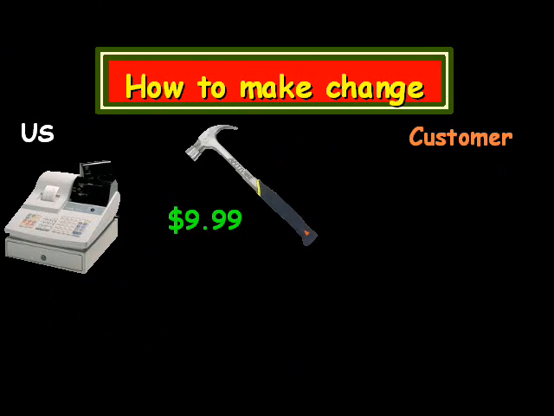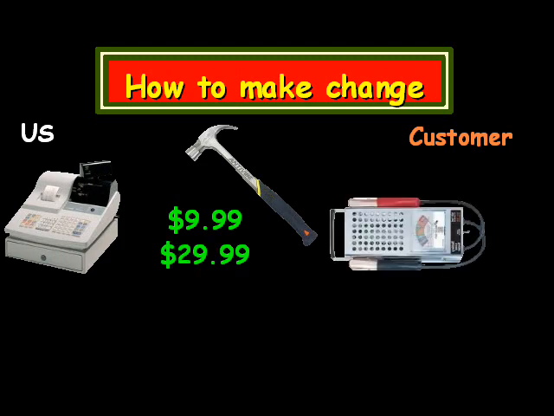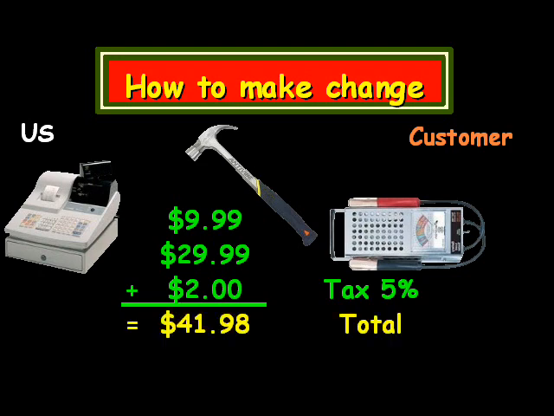Now let's take a look at a second example here. A customer comes in and purchases a hammer, and we're going to say it costs $9.89. Then they purchase a battery tester, and we're going to say it costs $29.99. We add these two together, and then we have to add our sales tax, which is 5% times the subtotal. The subtotal is $39.98 in this case, and our sales tax would be $2. So we add the $2 on that, and that brings us to a grand total of $41.98.